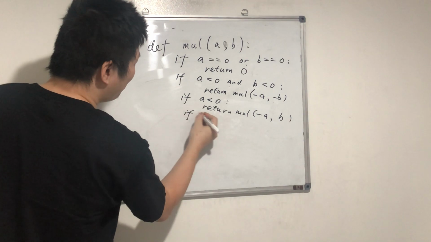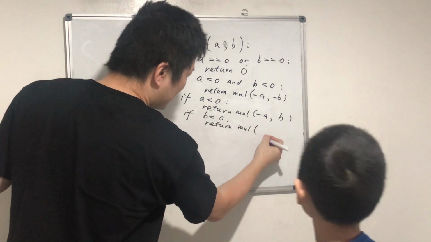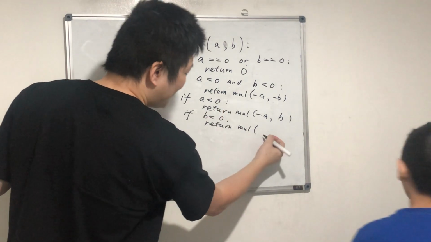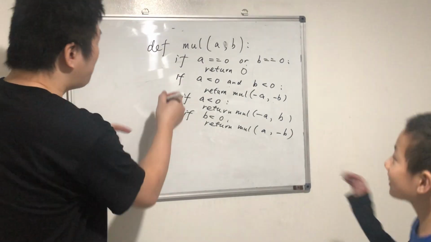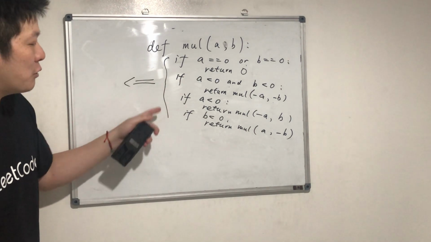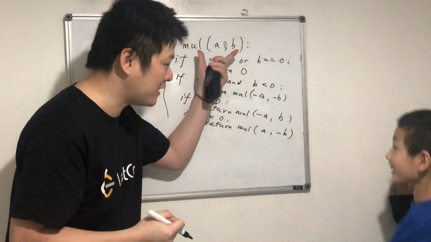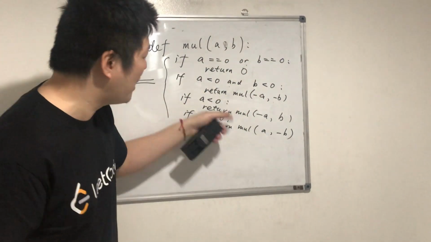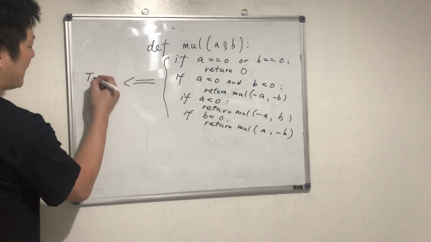Okay, well done. If B smaller than 0, return what? Multiply, minus... B is smaller than 0, is A smaller than 0? No. Then return multiply A and minus B. Well done. So basically these are the cases, many ifs, to turn everything into positive, because we are focusing on handling positive multiplication for two numbers. If any of them is 0, we don't care. If any of them is negative, or both of them are negative, we don't care because we have these four ifs to turn everything into positive.